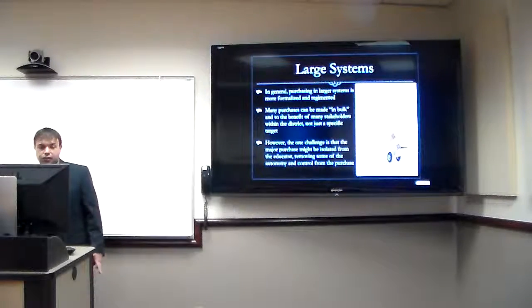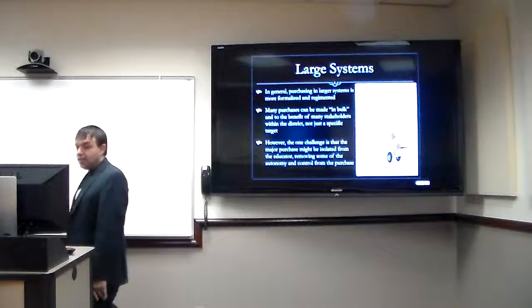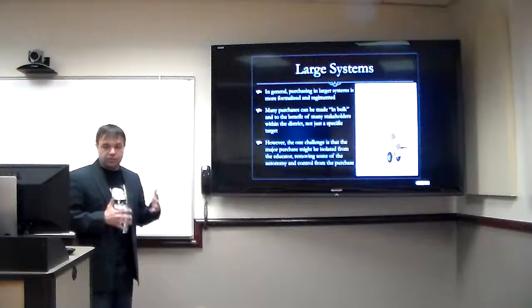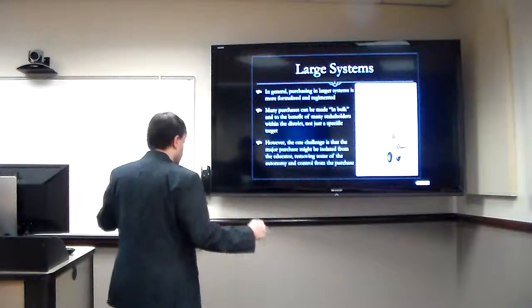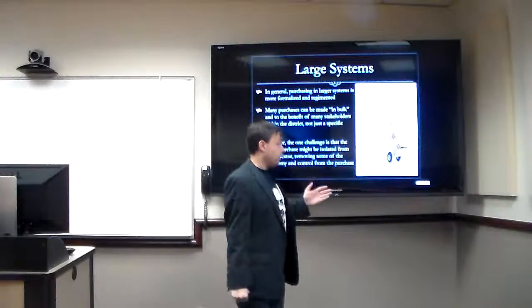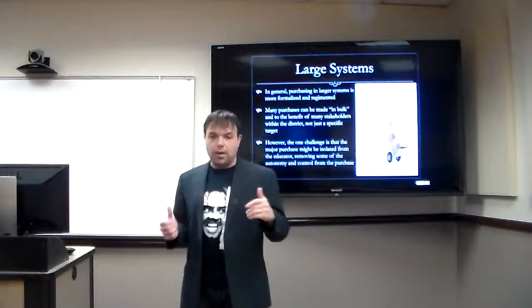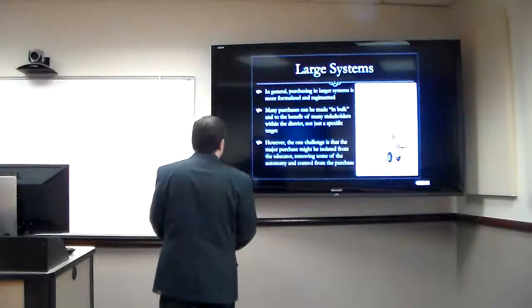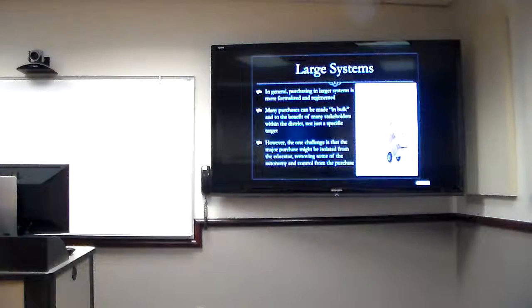When we have large systems, we have formalized and regimented systems, meaning that purchases are done to benefit many of the stakeholders within the district, not just a specific target. If we're buying a new full curriculum run for social studies, for instance, it might be going to 8 or 10 different buildings. So that purchase doesn't just affect one principal in one building, it affects others as well. Sometimes this means that the teacher might not have any autonomy over the purchases themselves.